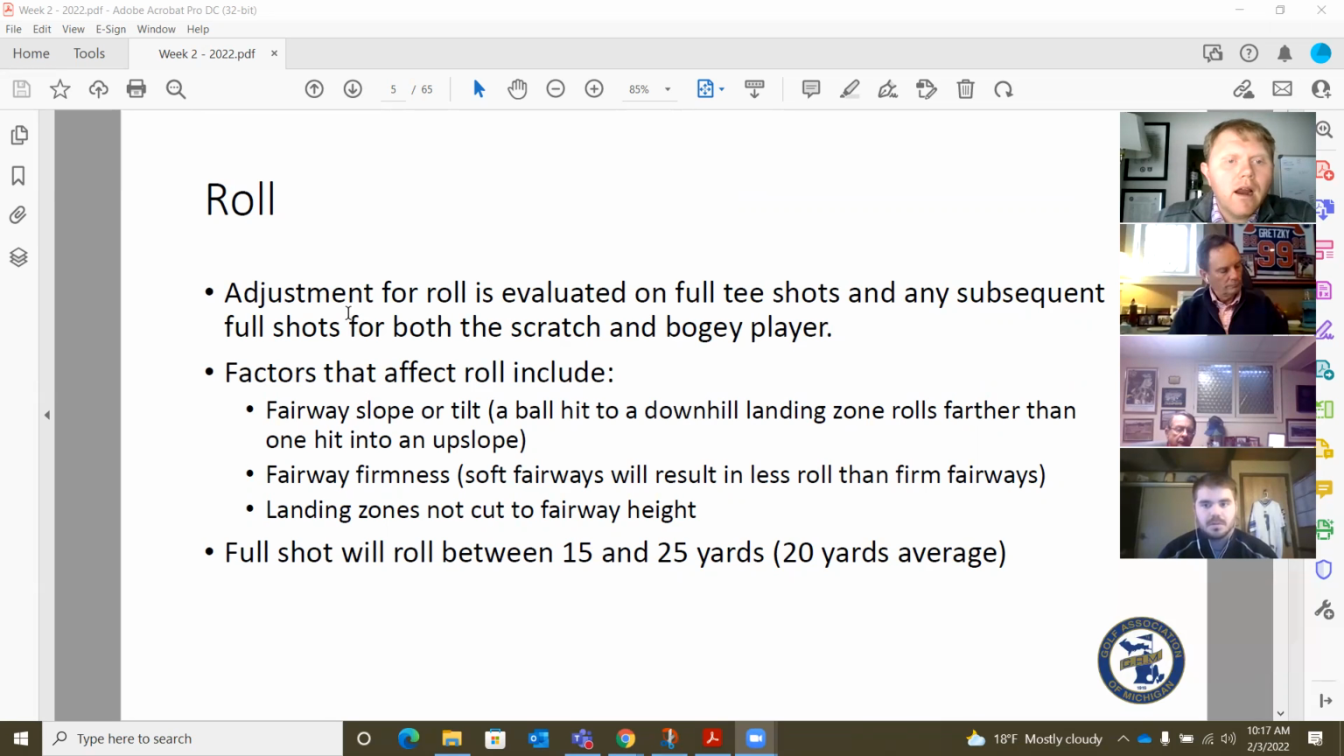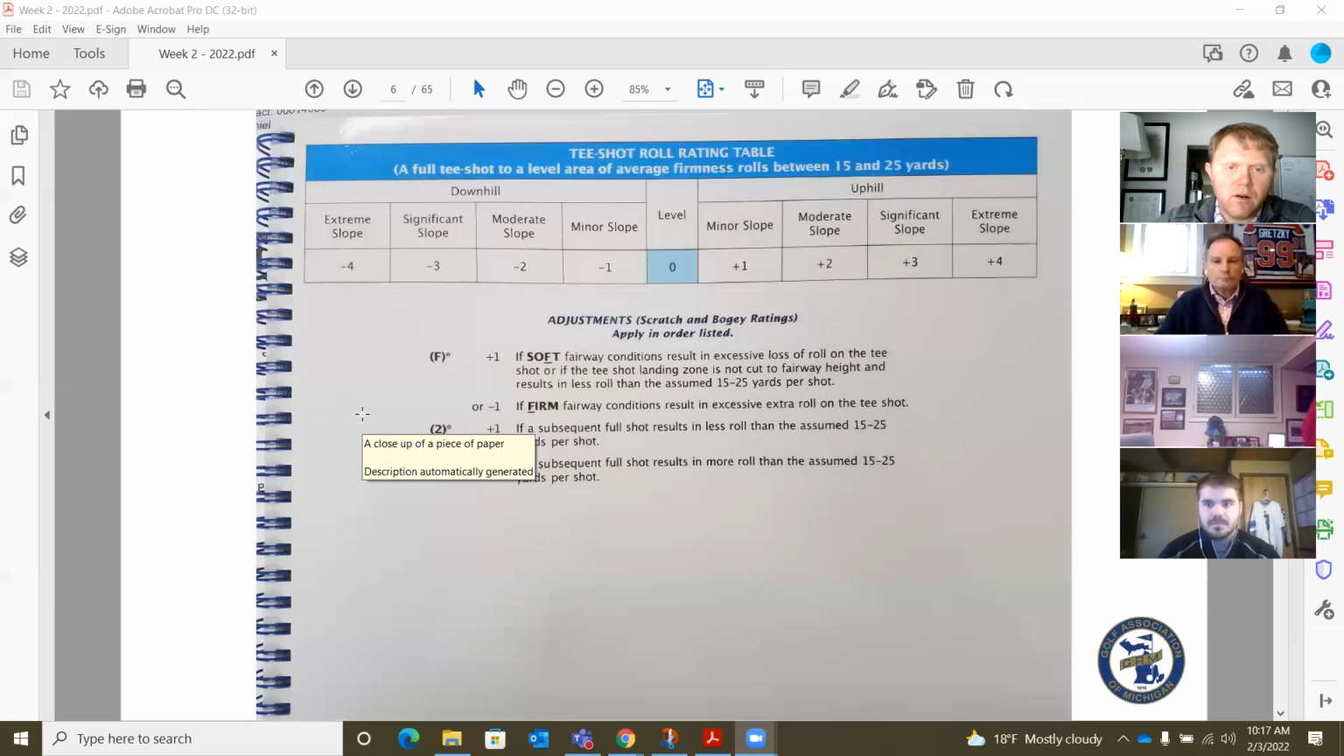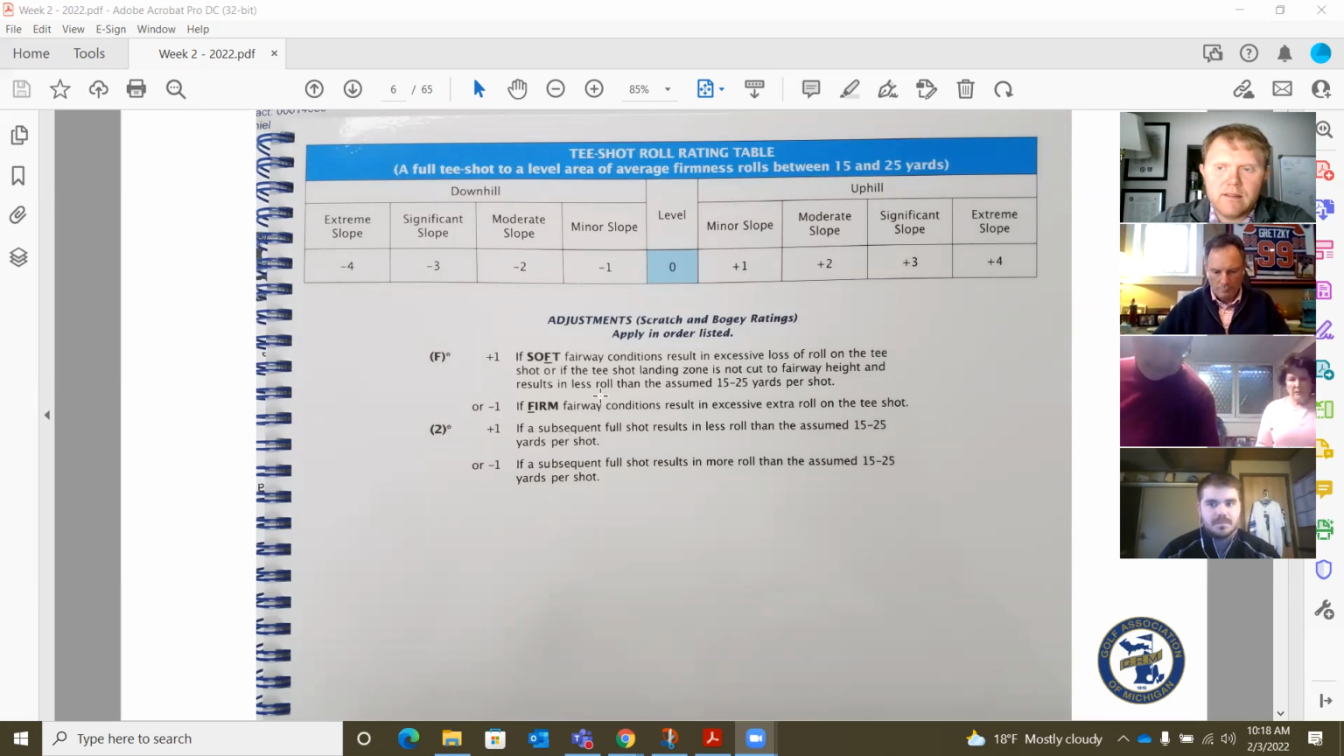So, all right. When we're looking at roll in your book, you'll see that we're looking at basically two things. We're looking at a full tee shot and any subsequent full shot. But it's important to notice that when you look at the chart for roll, the numbers here are specifically talking about tee shots. And then our subsequent shots are handled with this other adjustment that we'll get to in a little bit. I think that's something to keep in mind.